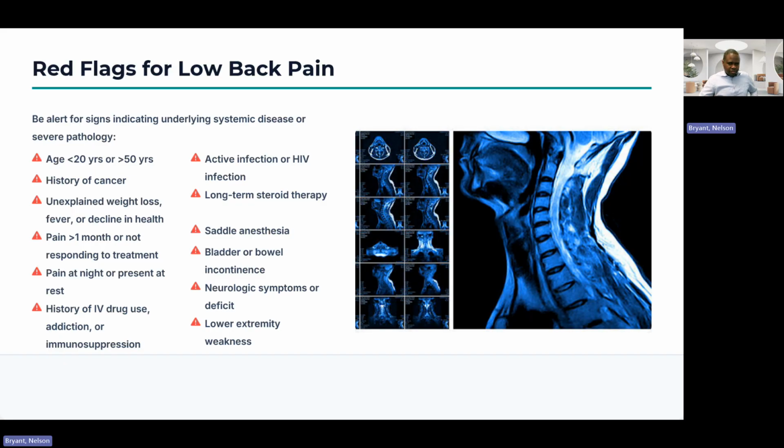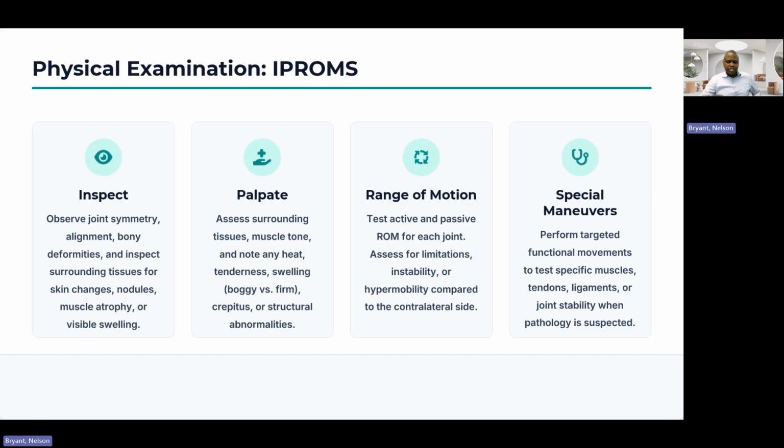So there are many red flags that patients with low back pain may present with, not necessarily because it's one of the most common presenting symptoms in primary care. They may also present with, let's say, unexplained weight loss, pain at night, excruciating pain. Maybe they have a history of cancer or neurological deficits. So this may point toward underlying systemic diseases or severe spinal pathology that require specialized medical intervention and sometimes immediate or urgent referral.